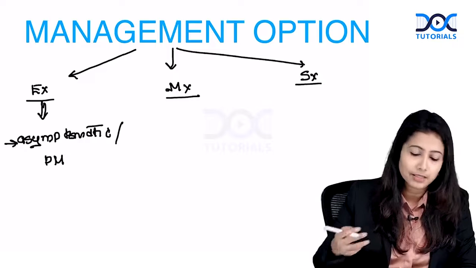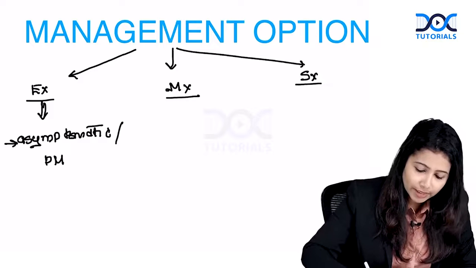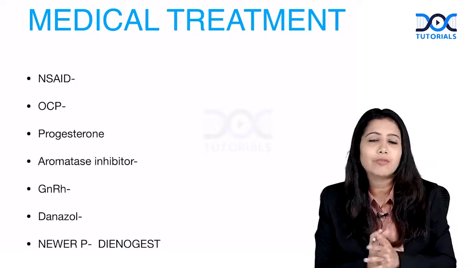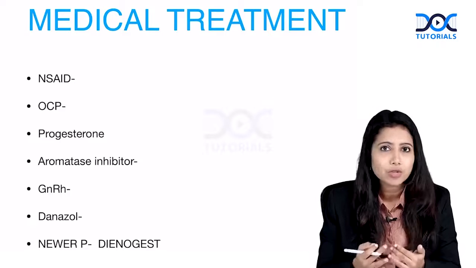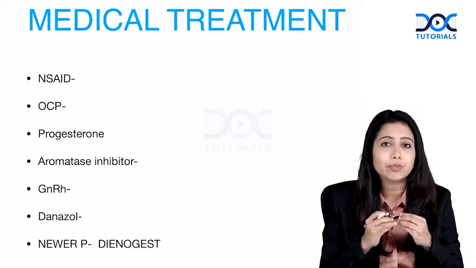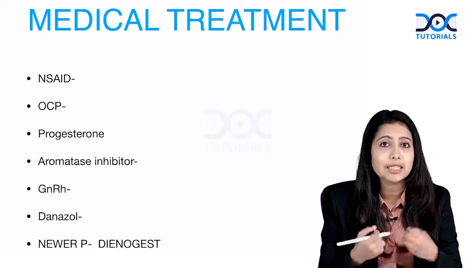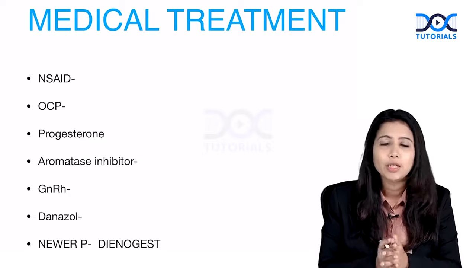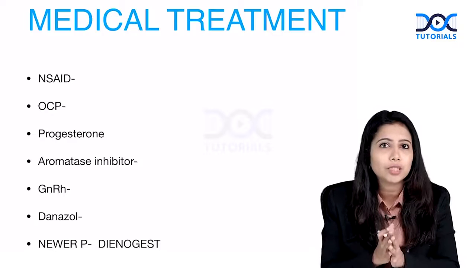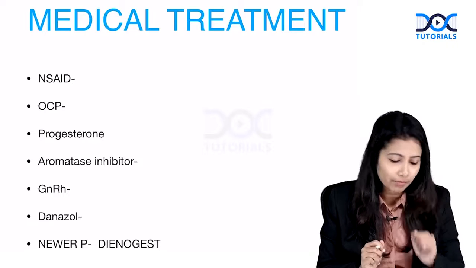Coming to the medical and surgical management. In the medical management, there are various drugs and treatments available. We previously told that estrogen is a hormone that is implicated here, and there is bleeding happening cyclically, there is inflammation, there is pain. So all the drugs that are used to reduce these things can be used in the medical management. Let's see them one by one.